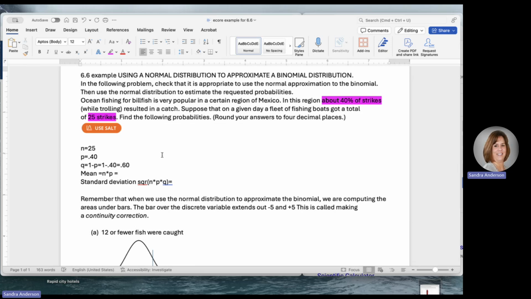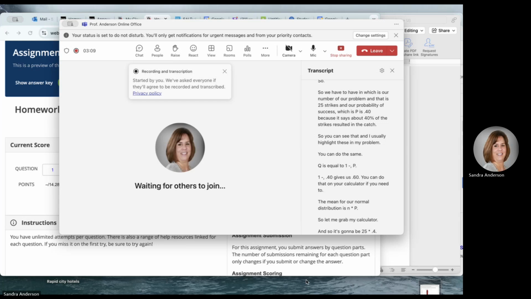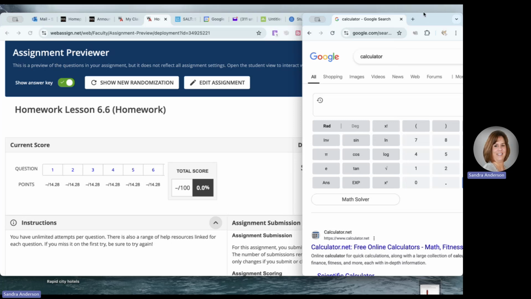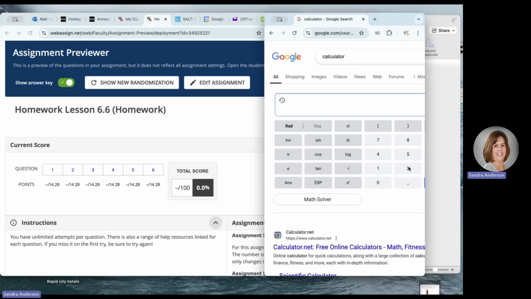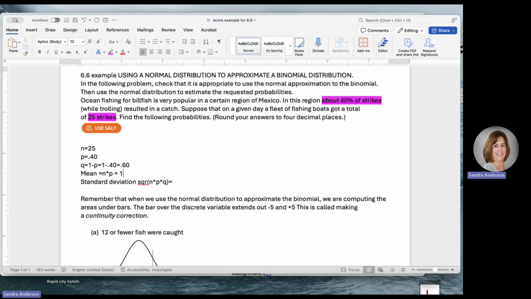The mean for our normal distribution is N times P. So let me grab my calculator. It's going to be 25 times 0.4. I had a calculator here somewhere. Here you go, 25 times 0.4, and that's equal to 10. So I'm going to come back there and put that on my sheet. So the mean is 10, and the standard deviation is the square root of N times P times Q.